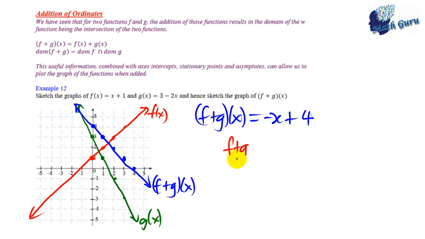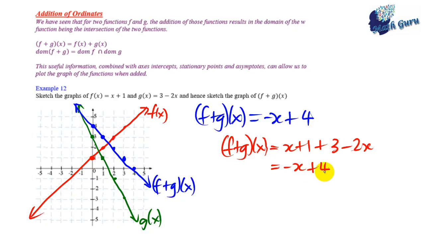If I said to you f plus g of x, you would have x plus 1 plus 3 minus 2x. I've just added the two functions together. X minus 2x is minus x. 1 plus 3 is plus 4. And we got exactly the same function.